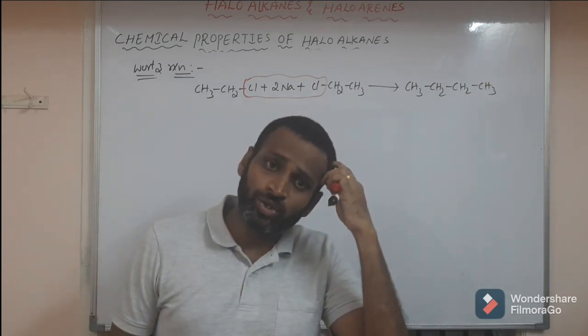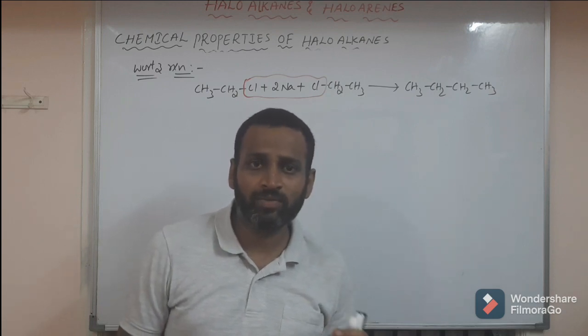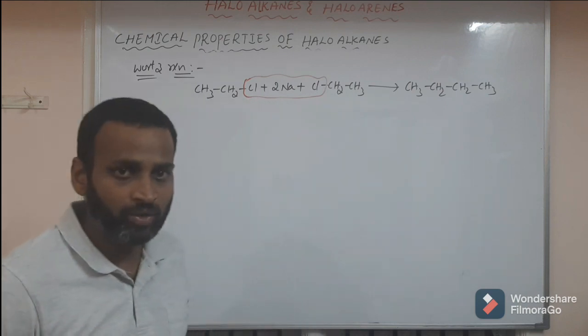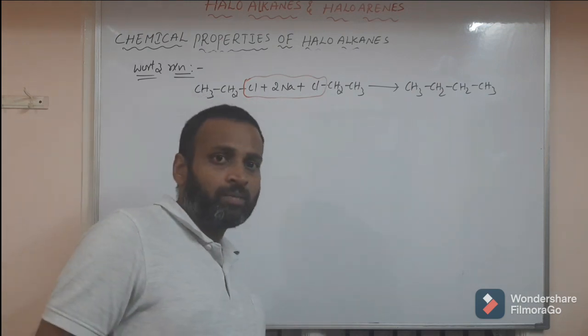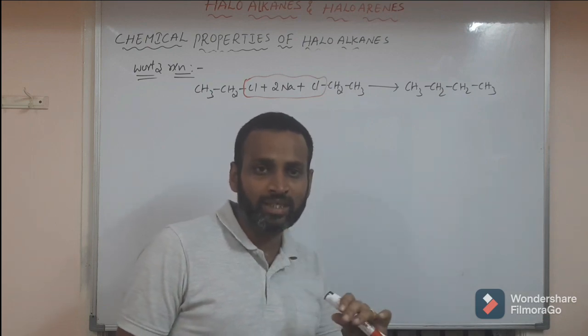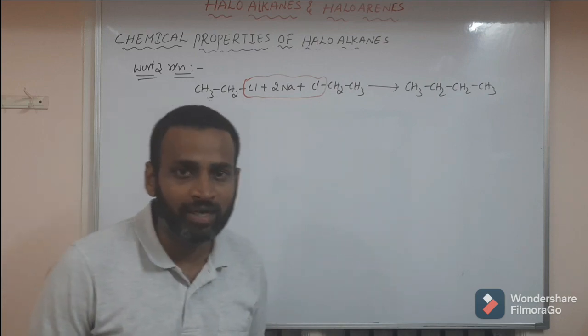Do you know, the Wurtz reaction is used to prepare only what? Hydrocarbons with an even number of carbons. That is the most important thing. Odd number, why can't you get it? You can get odd numbers, but separation is difficult. That's why the Wurtz reaction is suitable to prepare only alkanes with an even number of carbons.